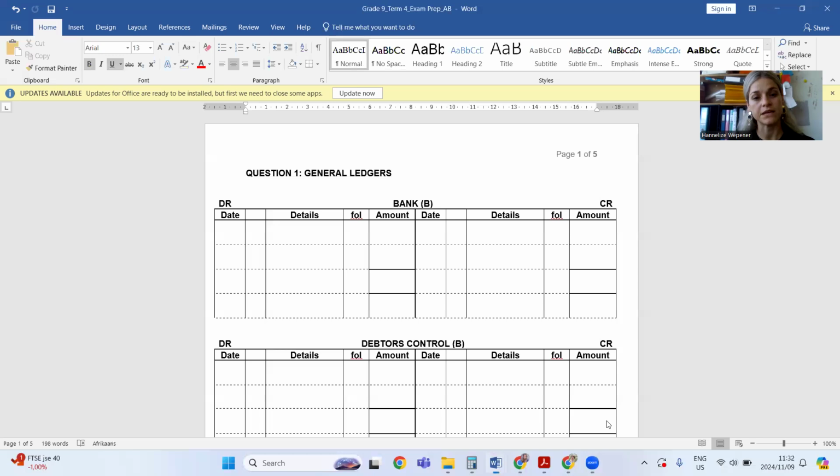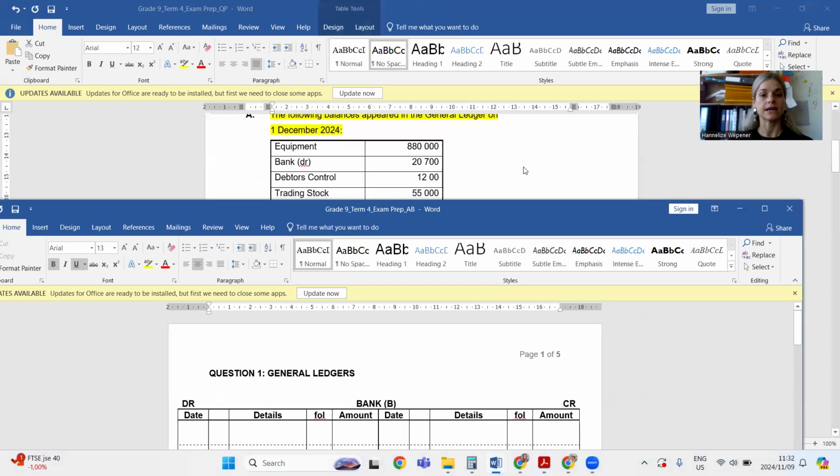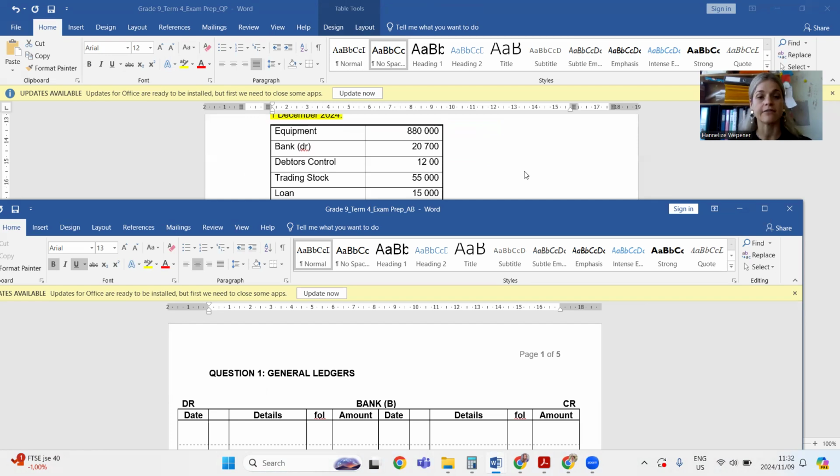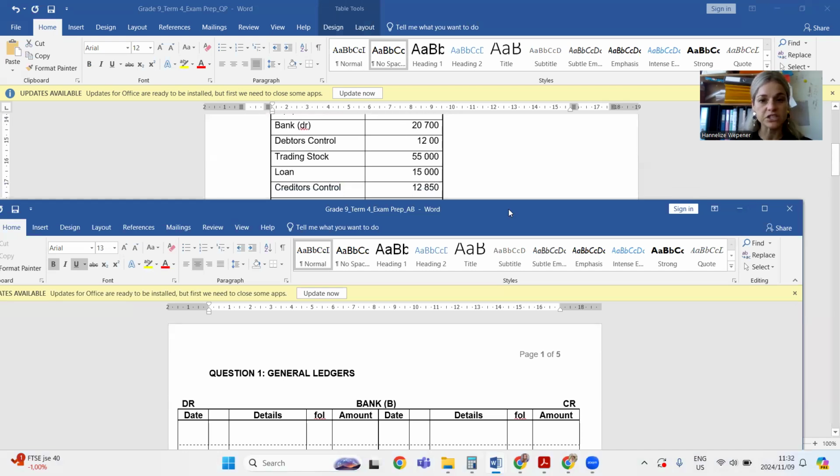So taking the information step by step. Right. Please remember to study when accounts have balances on the debit side and when they have their balances on the credit side. So we know that all assets, all expenses, and then drawings have their balances on the debit side. And then all income accounts, capital, and liabilities have their balances and totals on the credit side. So the first one, there's equipment. We weren't asked to do the equipment account, so we are just going to ignore that piece of information.